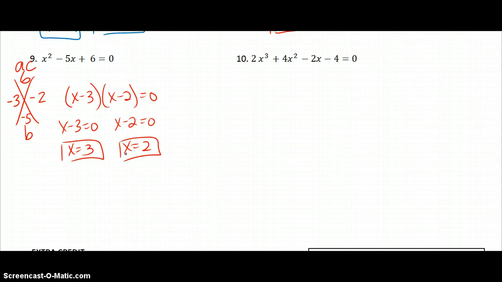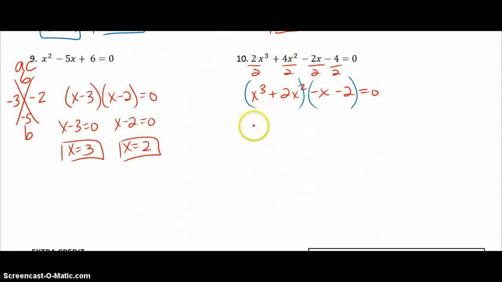For number 10, we look at it first. Is it in standard form? Yes, it is. Second thing we want to know, can I factor out a greatest common factor? In this case, I can factor 2 out of everything. So I will have x cubed plus 2x squared minus x minus 2 equals 0. Since there are 4 terms, we're going to group. So we'll group the first 2 and the last 2. So we can factor an x squared out of this one. We'll have x plus 2. A minus 1 out of this one, x plus 2 equals 0.